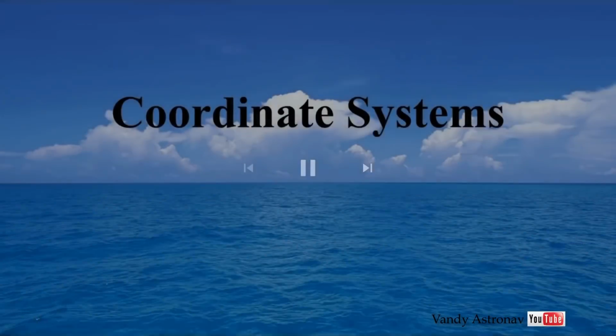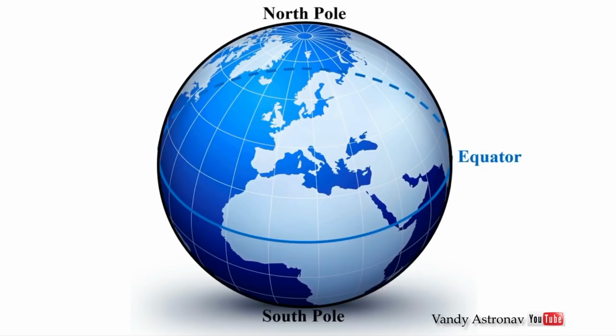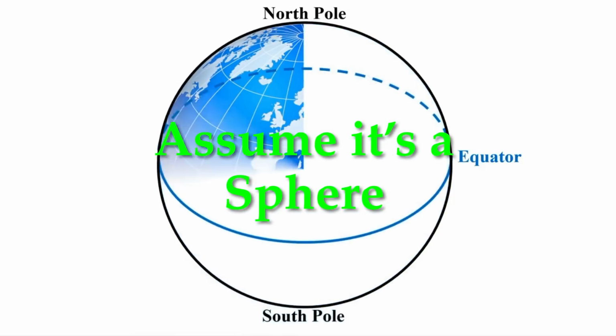In this video, we'll explain the coordinate systems used in celestial navigation. Every location on our planet has a unique set of terrestrial coordinates consisting of latitude and longitude. These are more commonly referred to as geographic coordinates. Let's assume our planet is a perfect sphere.